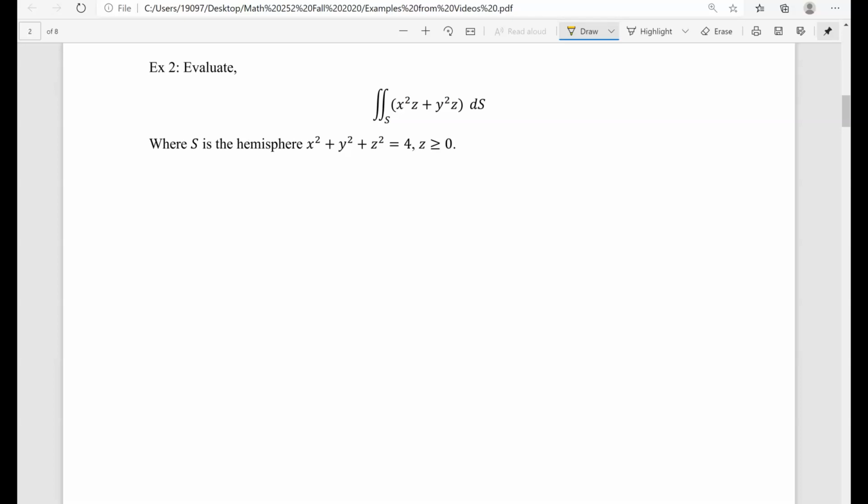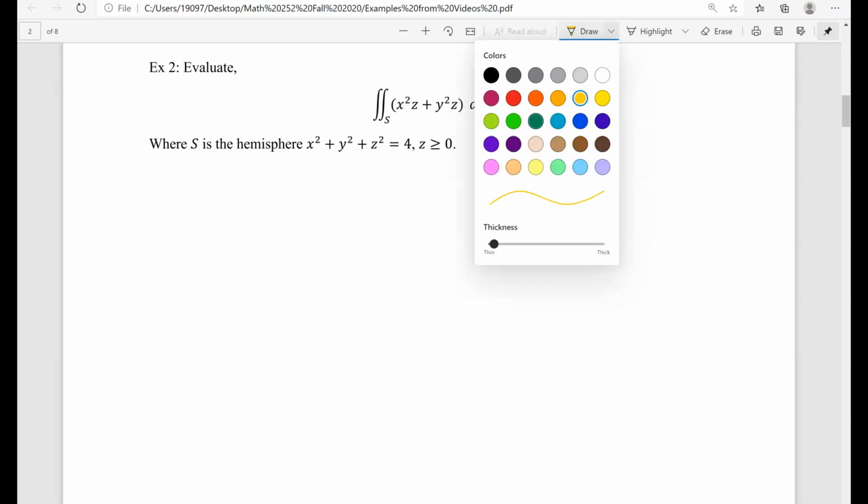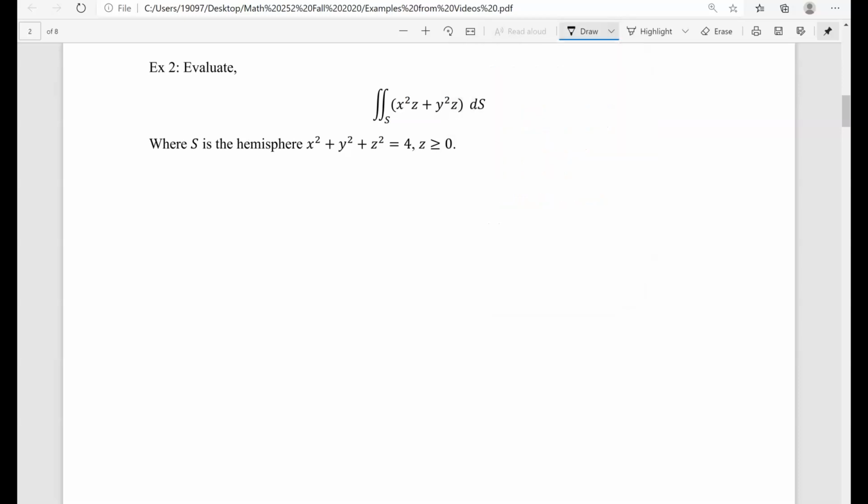So here's another surface integral. This one is a little different than the one before because the other one had a basic parametrization. This one is a little more fancy, which means it might involve a little bit more work, especially because it's a sphere. So if you see a sphere, that means it's going to be a lot of work, and you'll see why. So here we want to find the surface integral, and S is this hemisphere with x squared plus y squared plus z squared equals 4.